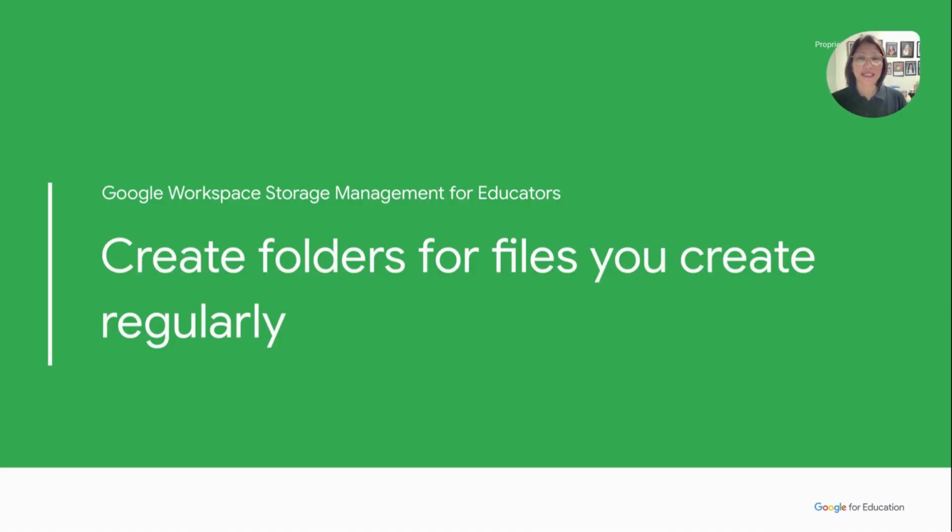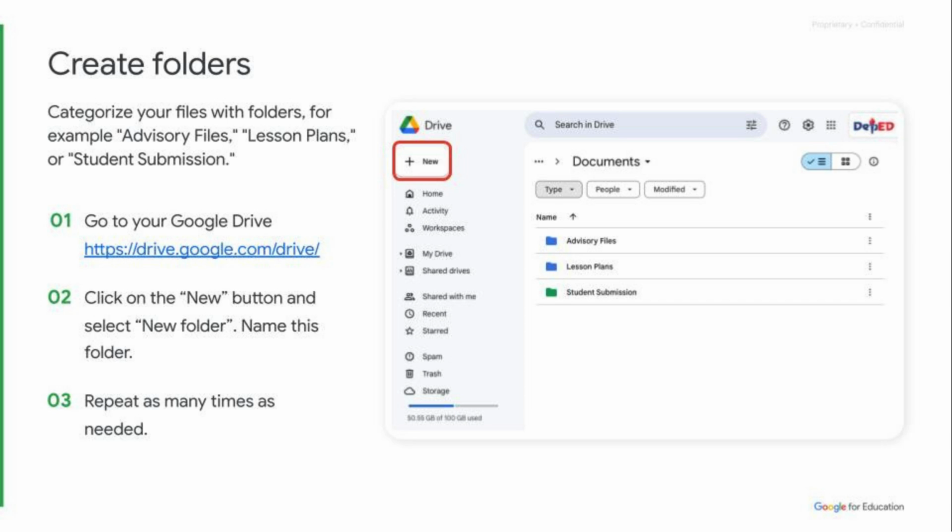Folders are a quick and easy way to organize your files. How do we create folders? Categorize your files with folders, for example, advisory files, lesson plans, or student submission. You may base these folders on files that you create regularly. You may also organize by school year, then just keep adding subfolders as needed. There are several ways to create subfolders, but the easiest way is to create a folder, then drag and drop into the main folder.